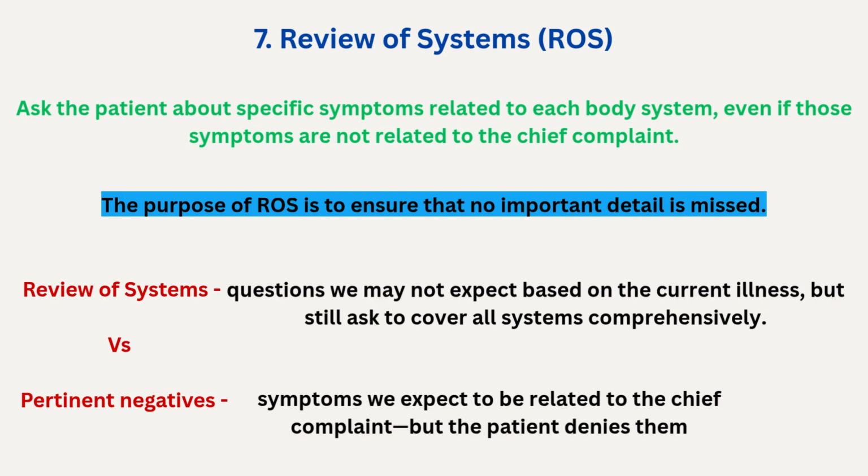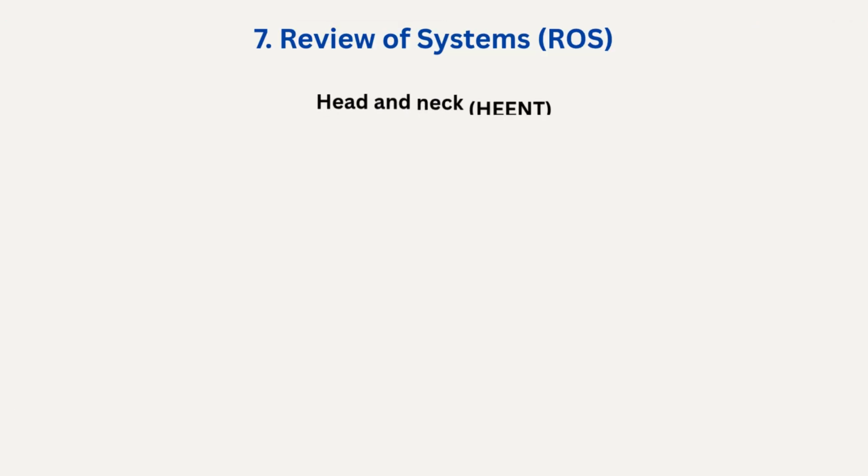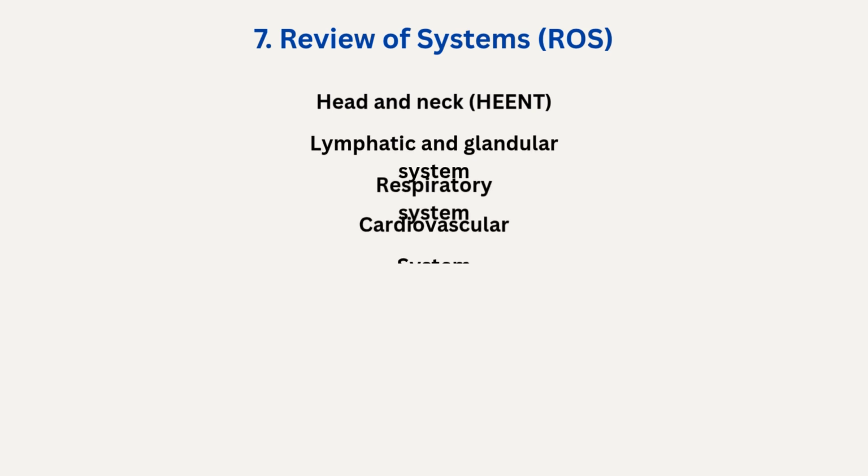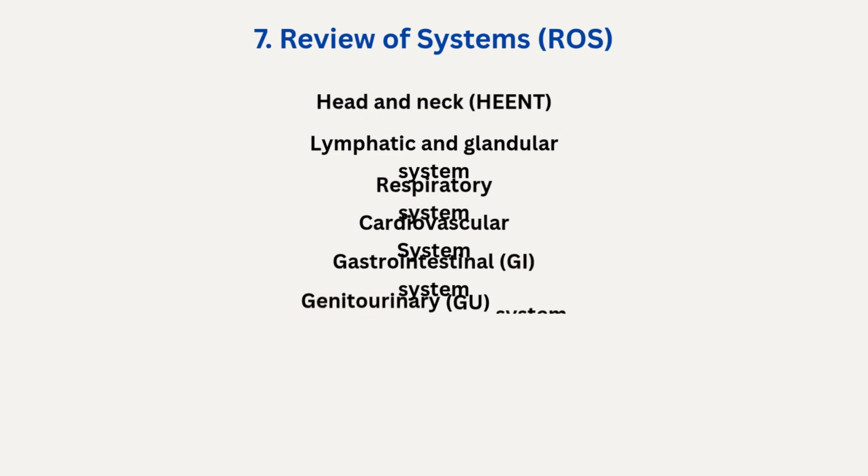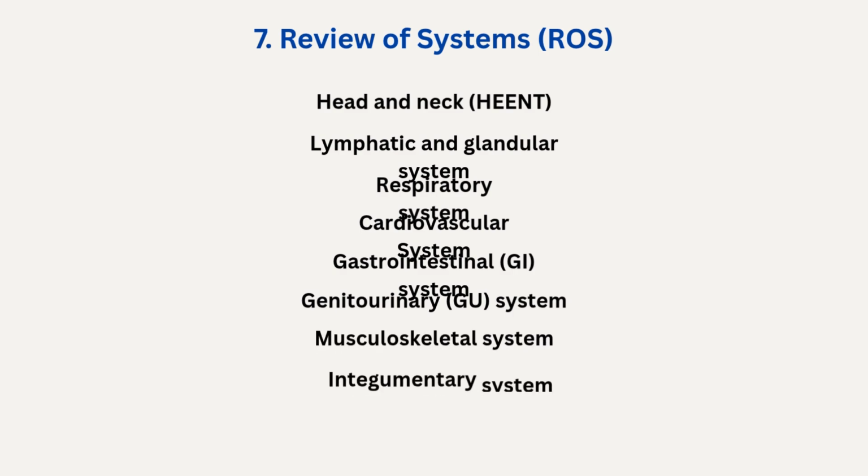The review of systems covers the following major systems: head and neck (HENT), lymphatic and glandular system, respiratory system, cardiovascular system, gastrointestinal system. Genitourinary system includes genital and urinary tract. Musculoskeletal system. Integumentary system: skin, hair, nails. Central nervous system. Psychiatric or mental health: mood, behavior, cognition, optional in some formats.